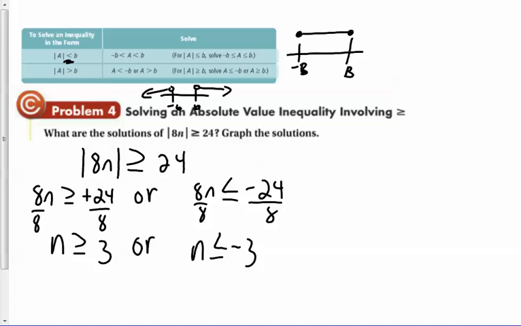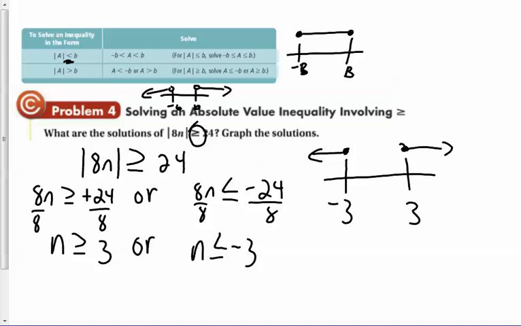Now the graph of this will look like this. Here's negative 3, here's positive 3, both are solid. This one goes that way, and that one goes that way. Again, when you have this, it's an or situation. You do that one, and don't forget to flip the sign.